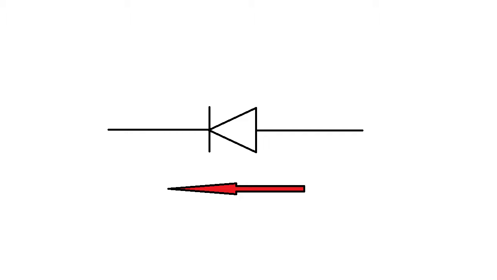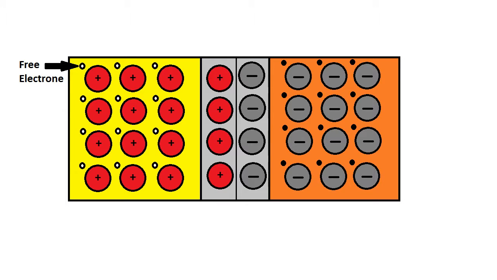Only in this direction can current flow. So in this diagram, current can only flow in this direction. It cannot flow in the other direction. Let's talk about the inner workings of the diode.